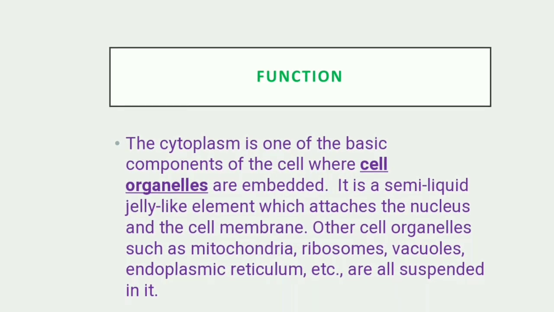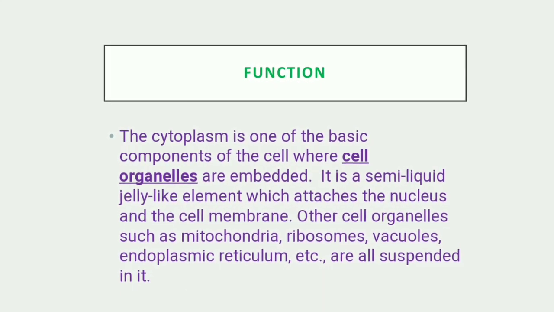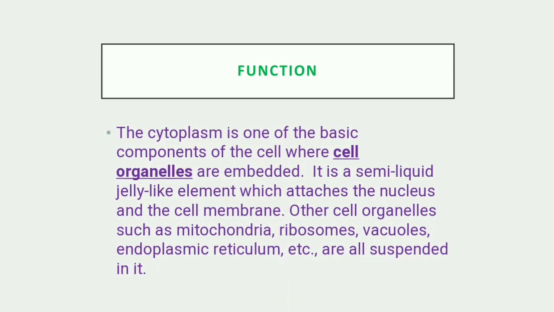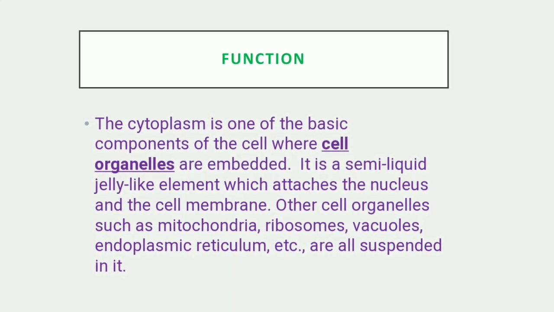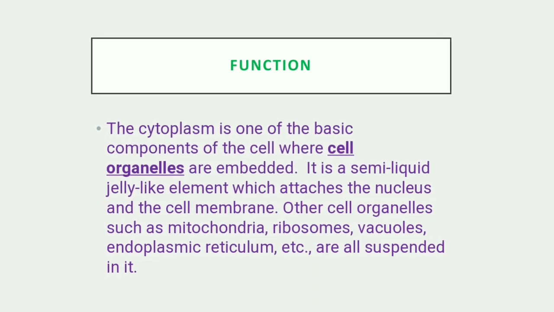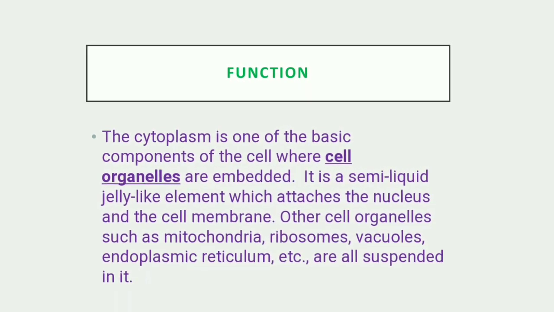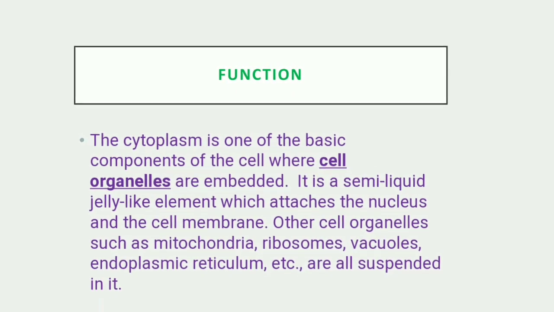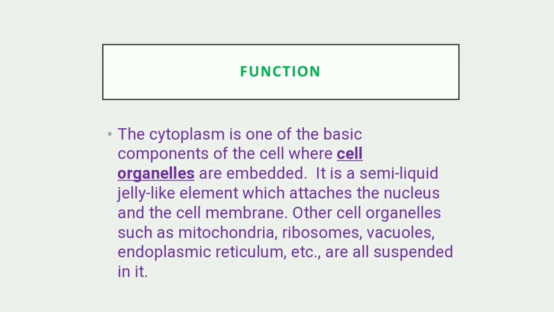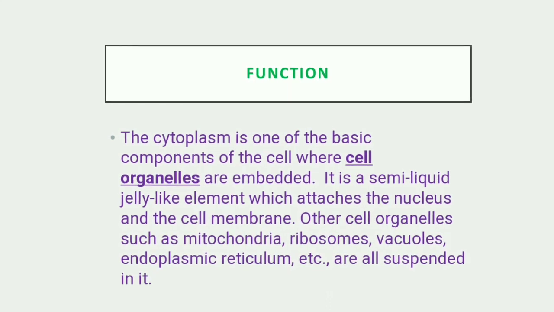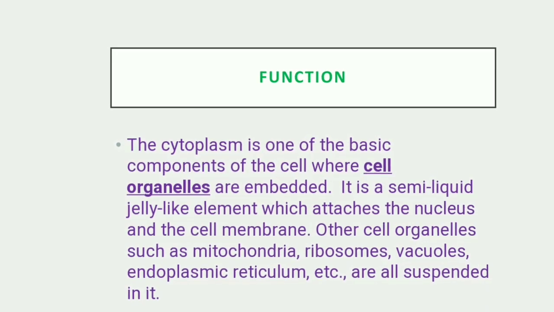Now, what is the importance of the cytoplasm? The cytoplasm is one of the basic components of the cell where cell organelles are embedded. It is a semi-liquid, jelly-like element which attaches the nucleus and the cell membrane. Other cell organelles such as mitochondria, ribosomes, vacuoles, endoplasmic reticulum are all suspended in it. It means it is like a base. For example, on a base the whole building is constructed. Cytoplasm is like a base where all organelles are embedded.